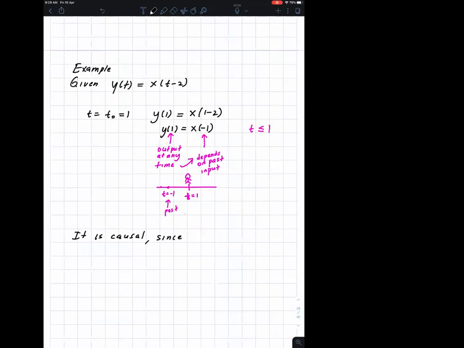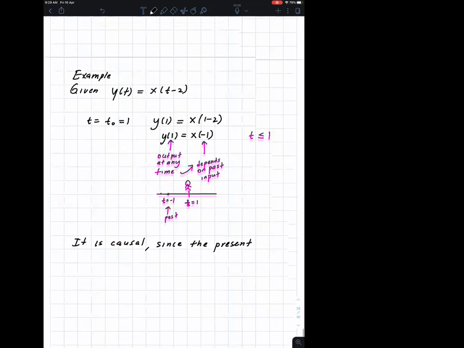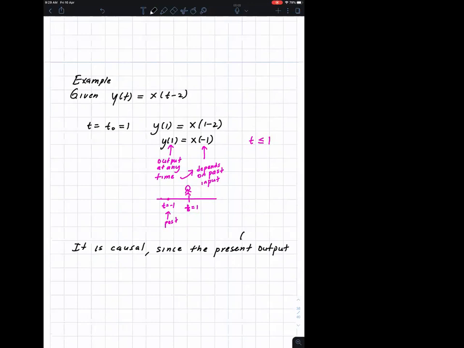Causal since the present output, in this case we call this one the present output y1, that's a present output, is equal to the input of 2 seconds ago. Two seconds ago means past input.